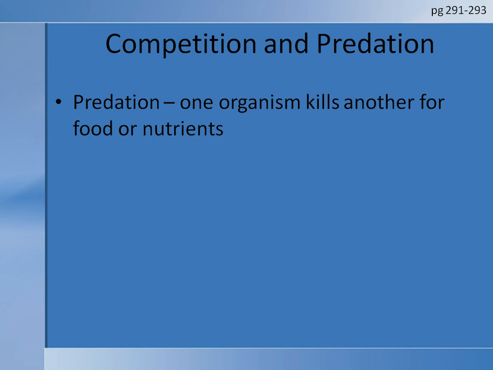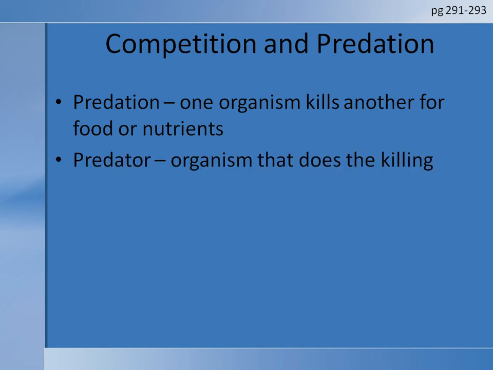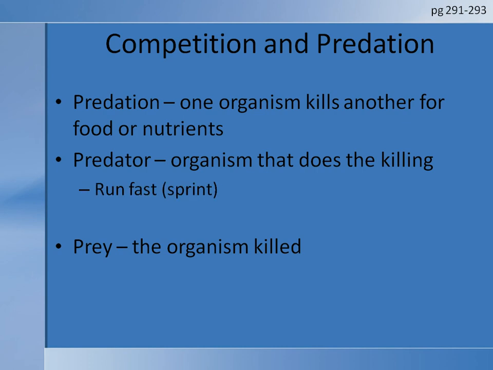Remember, predation is when one organism kills another for food or nutrients. Of course, the predator is the organism that does the killing, while the prey is the organism that is killed. Now, there are a couple of important characteristics for each of these. Predators can have adaptations to help them, such as running fast or sprinting, as well as poisonous tentacles when you look at a jellyfish.